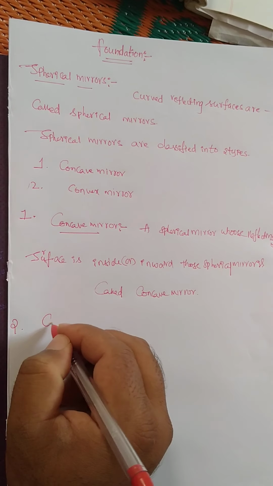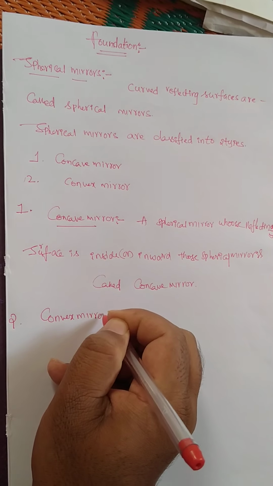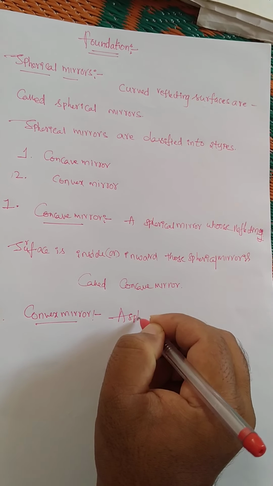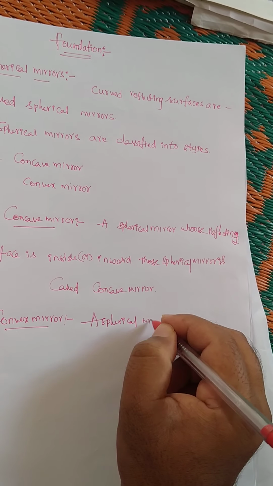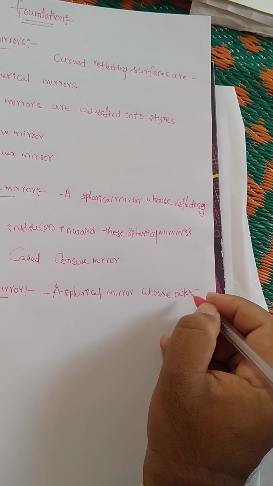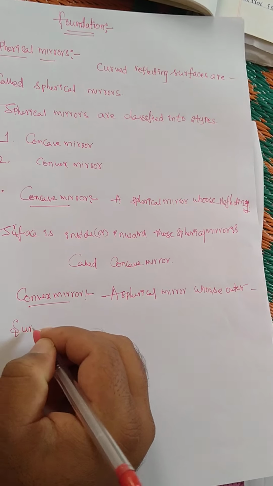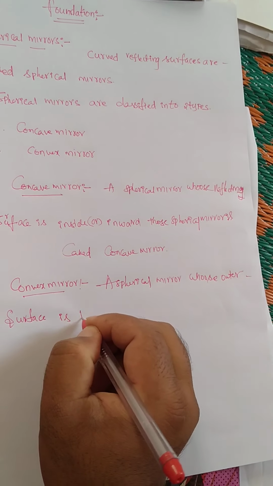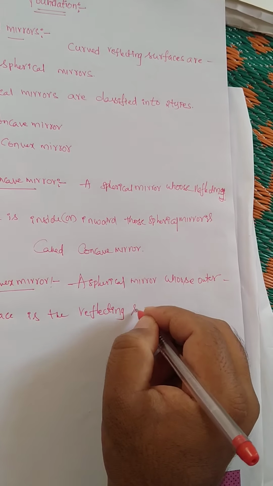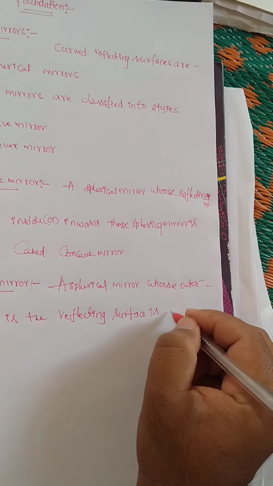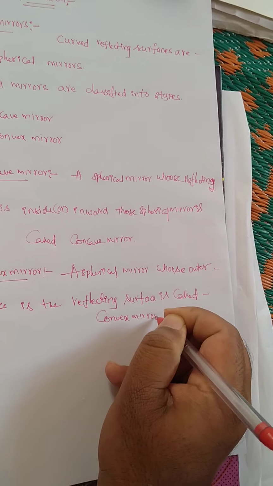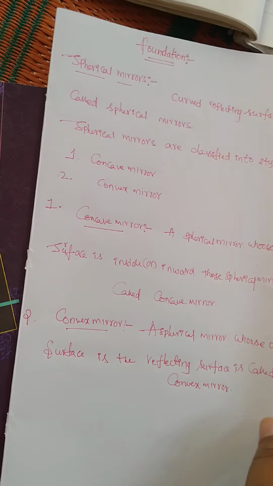Next is the convex mirror. A spherical mirror whose outer surface is the reflecting surface is called a convex mirror.